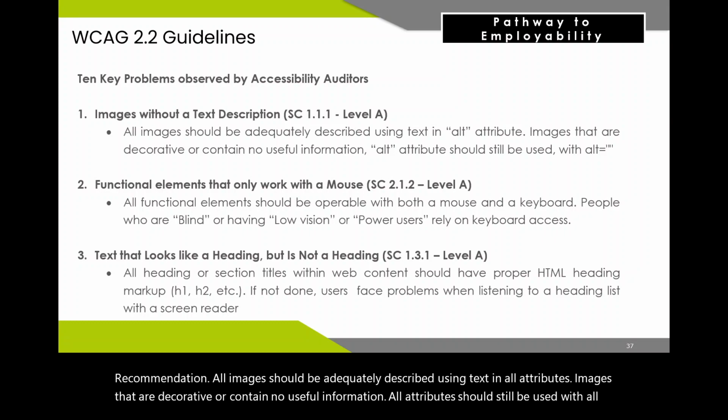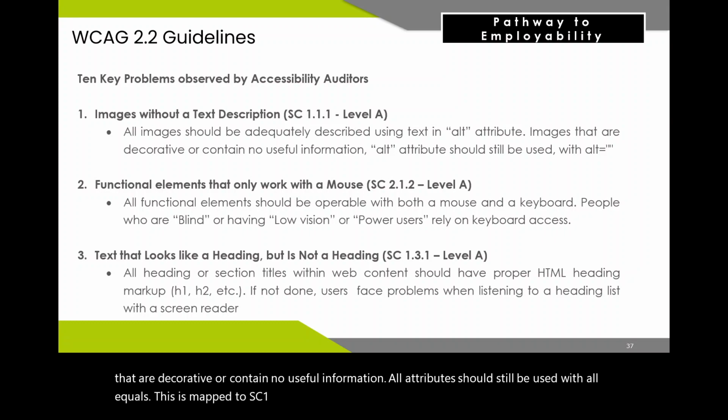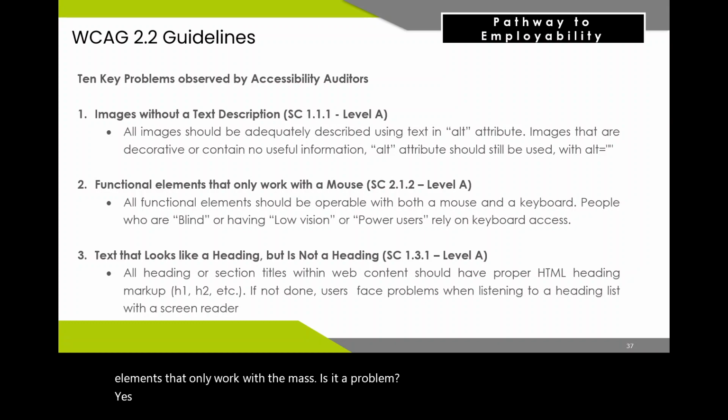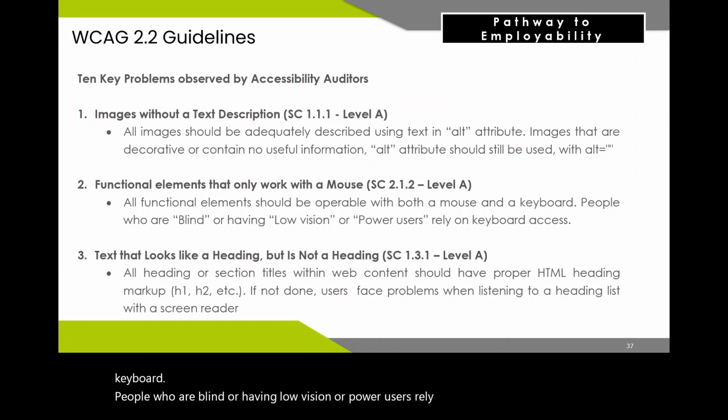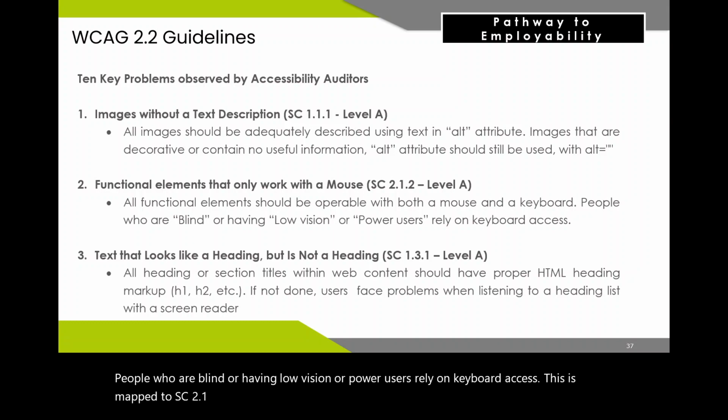This is mapped to SC 1.1.1, Level A. Observation number 2. Suppose you find functional elements that only work with a mouse. Is it a problem? Yes. Recommendation: all functional elements should be operable with both a mouse and a keyboard. People who are blind or having low vision or power users rely on keyboard access. This is mapped to SC 2.1.2 Level A.